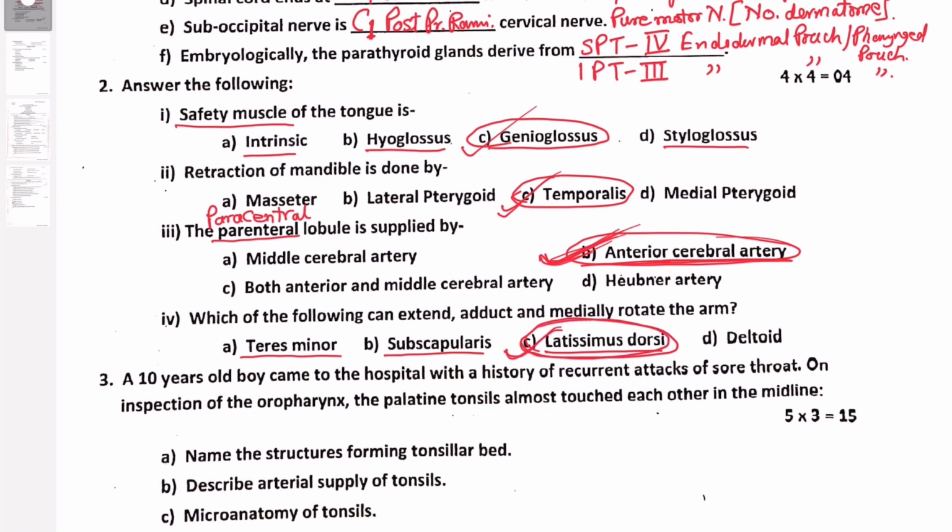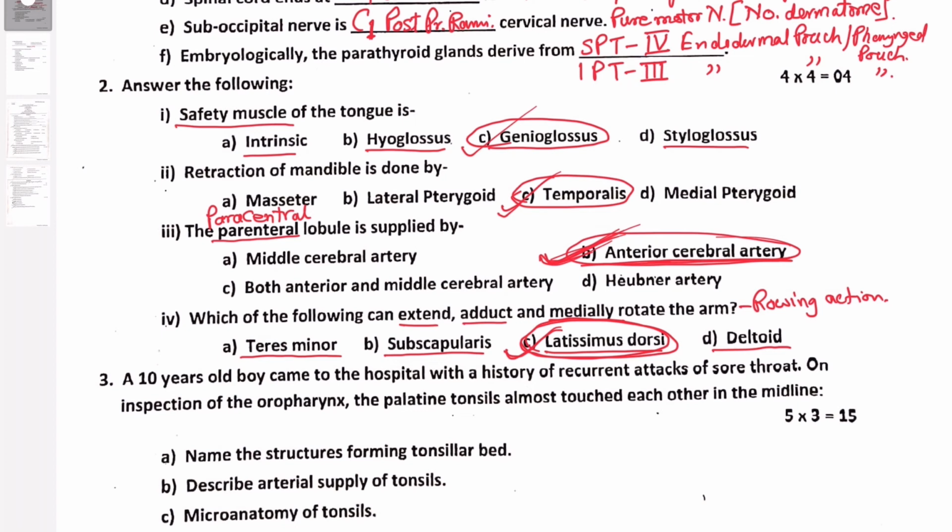That is what they have asked in the question: extend, adduct and medially rotate. Rowing action. Deltoid, remember, it can do all the actions possible at the shoulder joint: flexion, extension, adduction, abduction, medial rotation, lateral rotation. And including these, it also can cause circumduction. Got it? Don't worry about the adduction by the deltoid, because if the anterior and posterior fibers and the fibers arising from the spine of the scapula act together, they will also help in adducting the arm.